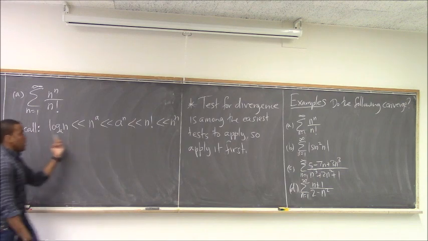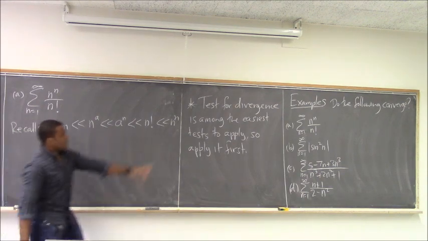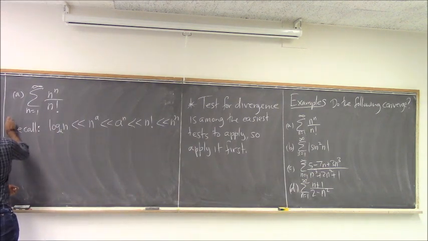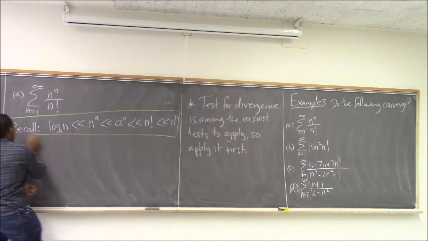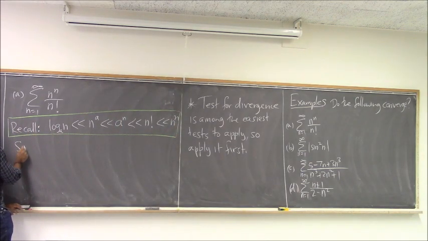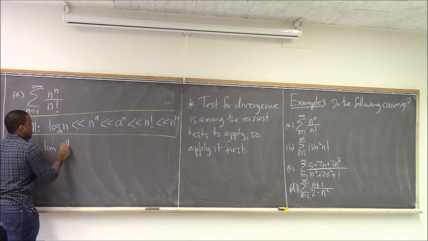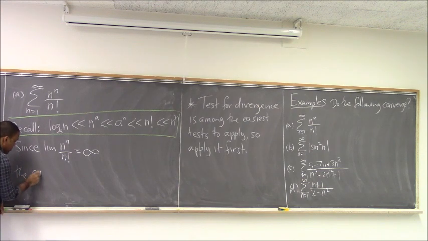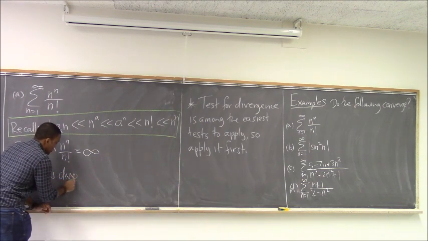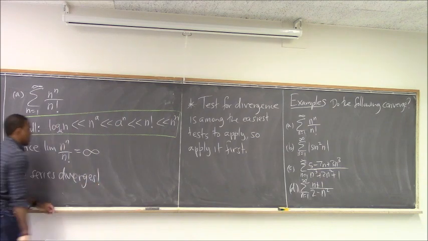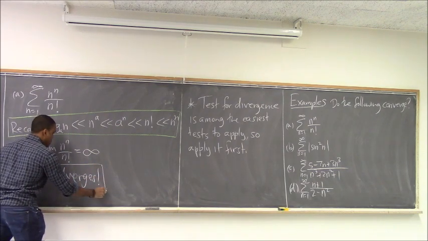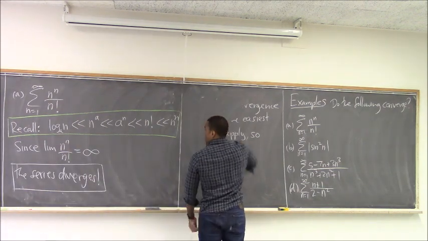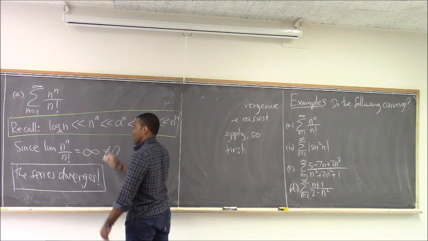So because you know about this relationship, that's going to tell you that n to the n is much bigger than n factorial. Because you have that in mind, which you're not necessarily going to write down, you're going to know that since the limit of n to the n over n factorial equals infinity, the series diverges. That guy is not going to have an answer. It will diverge just by using this test, right? Because infinity, in particular, is not zero.